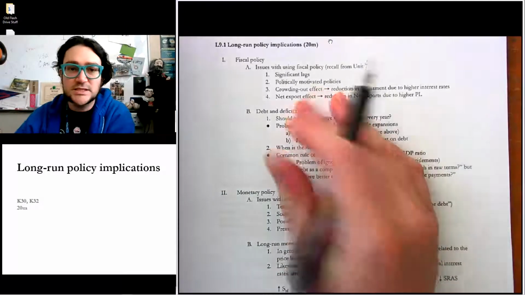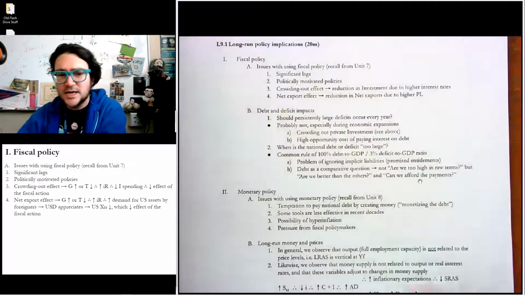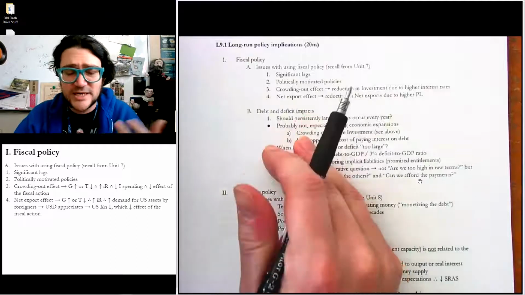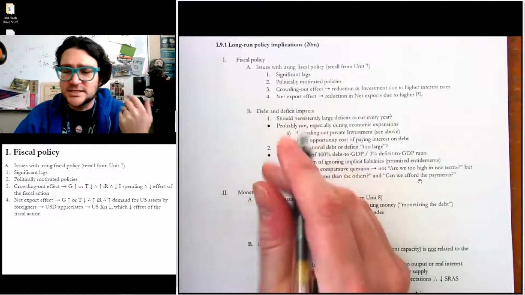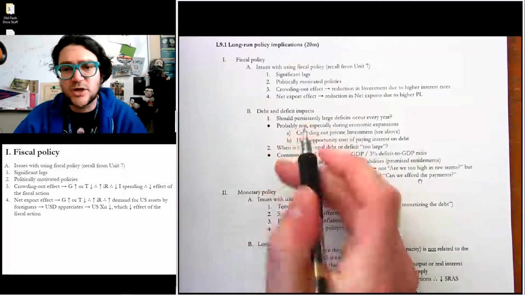So the first thing is issues with using fiscal policy, and then we're going to switch to using monetary policy. And remember that one of the issues is lag time, right? It takes time to recognize the problem. It takes time to develop a solution. It takes time to implement the solution. Those are the three significant lags.